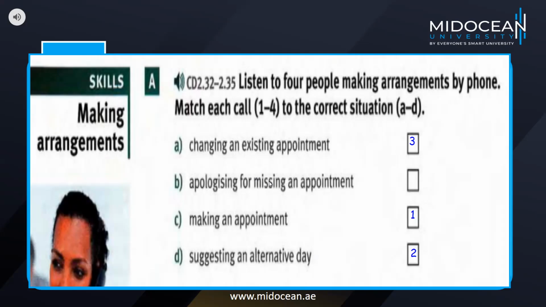Track 35. Call 4. Hello, this is a message for Jean. I'm very sorry I missed our meeting this afternoon. My flight was delayed. I'll call you again later. By the way, it's Dan here from Chicago.